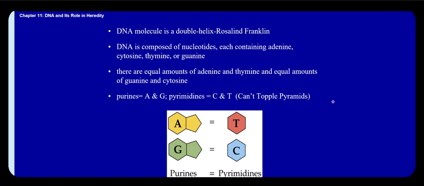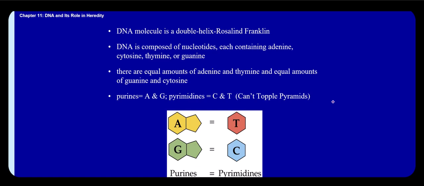Okay, so the DNA molecule is a double helix. I know you've heard that over and over and over. Rosalind Franklin is the one that figured that out. And it's made up of nucleotides. The nucleotides contain adenine, cytosine, thymine, or guanine. There's equal amounts of both.